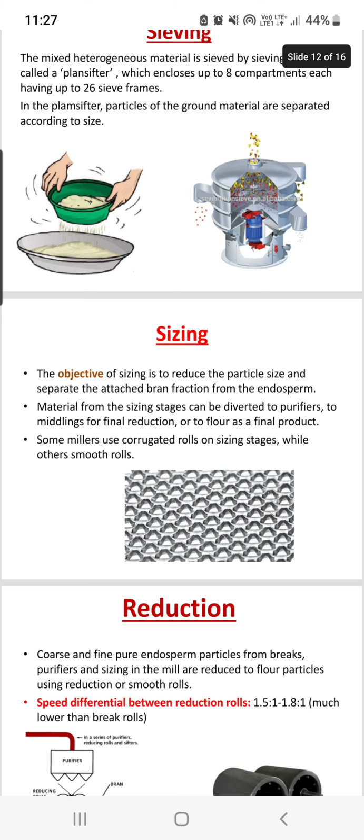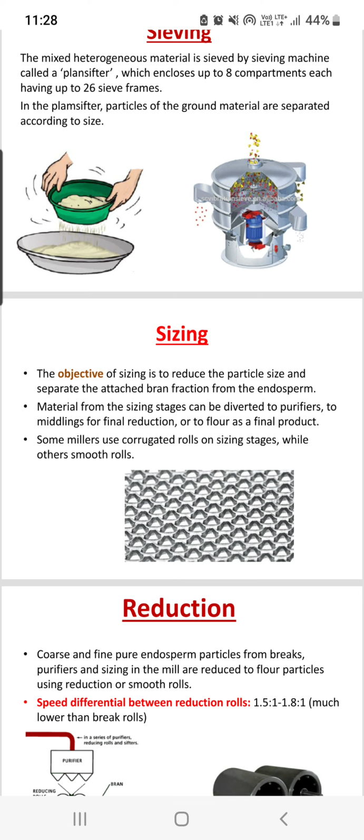Next is sizing. The objective of sizing is to reduce the particle size and separate the attached bran fraction from the endosperm. The attached bran is removed at the sizing point, in which we reduce the particle size of the grain, that is after sieving. Material from sizing stage can be diverted to purifiers, to middlings for final reduction, or flour as a final product. The type of material that we received after sieving and after sizing, we send them to the next section so that it can finally be converted into flour.